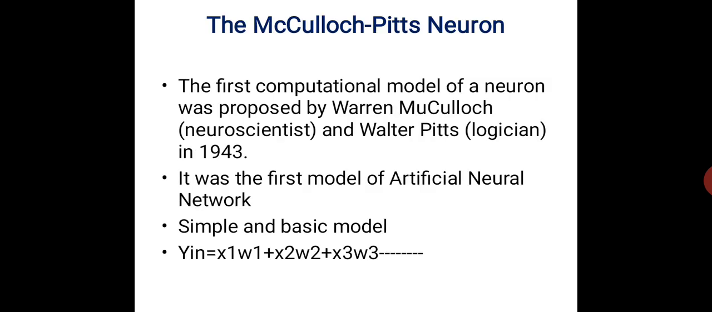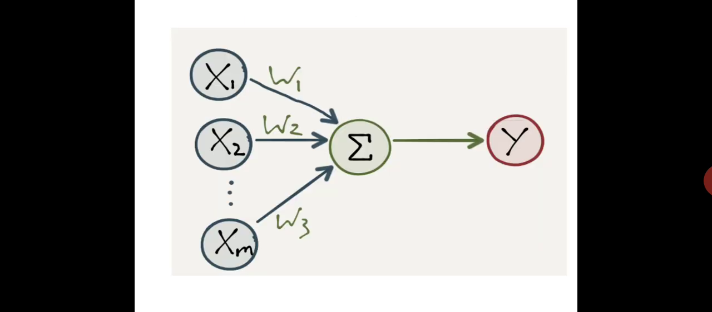This was the first model of artificial neural network. It was developed by McCulloch and Pitts in 1943. By using this model, we can calculate the net output. So here is the formula: x1w1 plus x2w2 plus x3w3. Here x1, x2, x3 are the inputs and w1, w2, w3 are the respective weights.